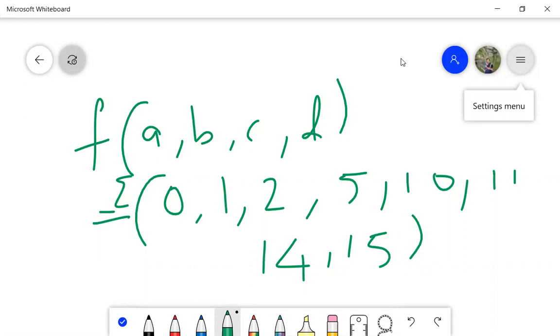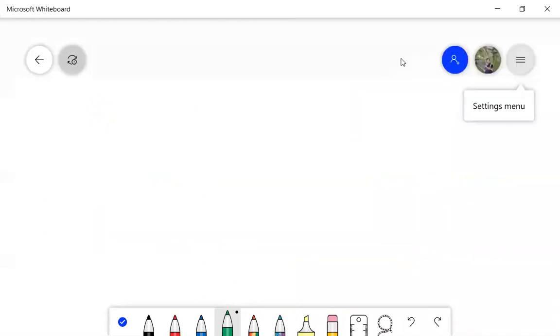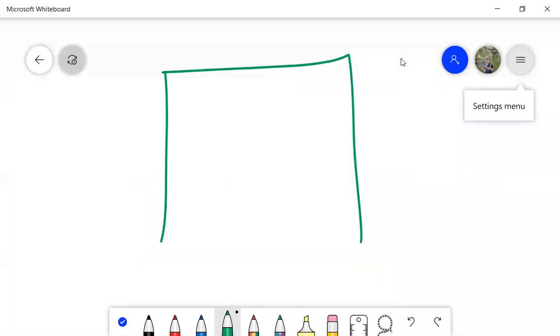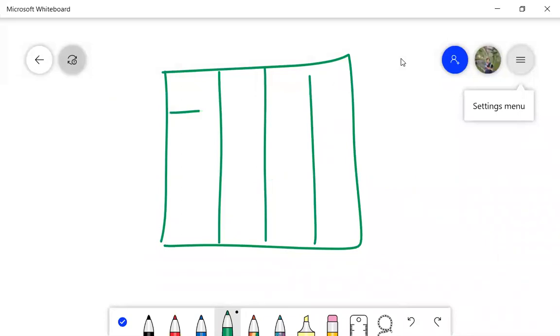So 0, 1, 2, 5, 10, 11, 14 and 15. This is the example we have taken. Now, 4 variable K-map, how will I plot it? You know how to plot the 4 variable K-map. It is like this. This is a 4 variable K-map which I am drawing.